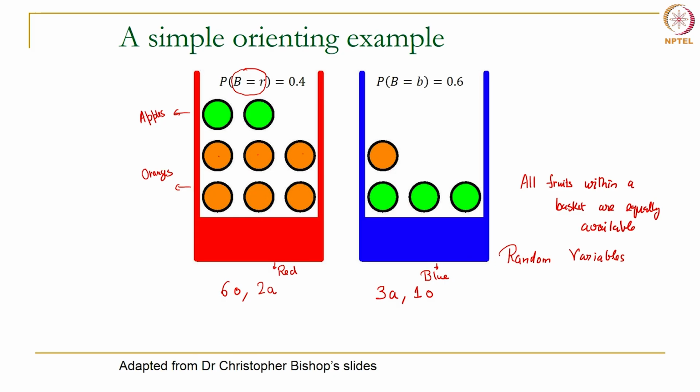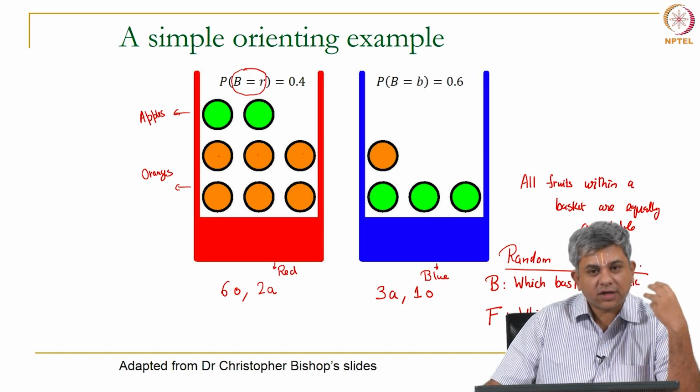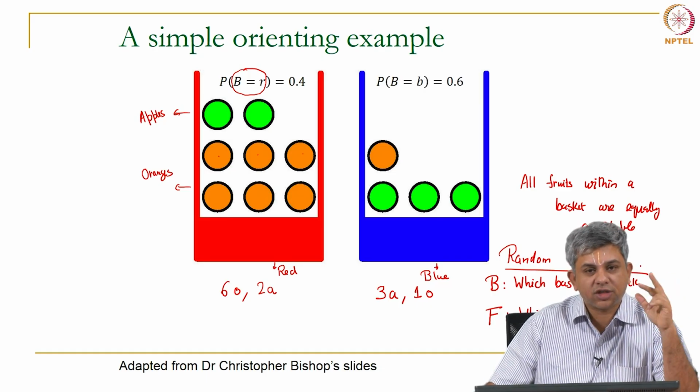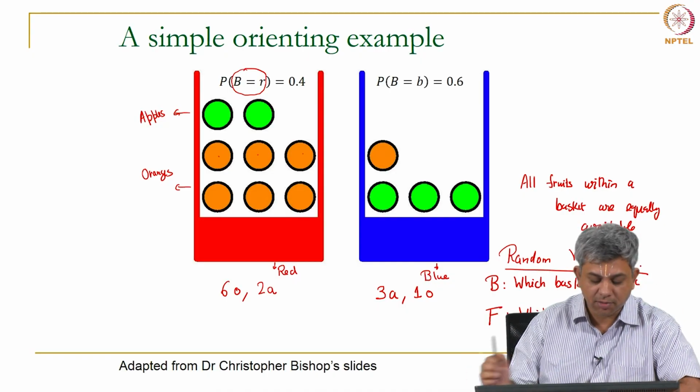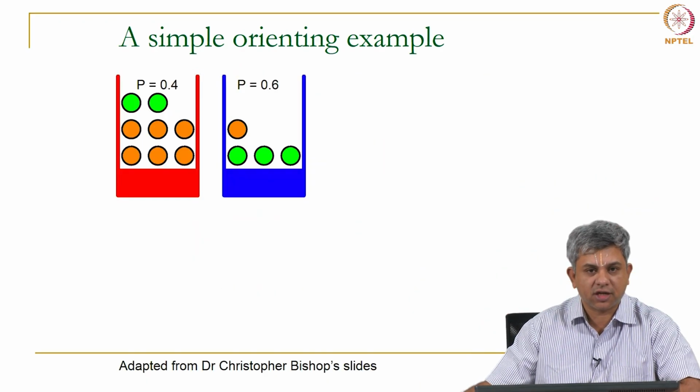Please notice the random variables that we have here. The random variables we have here are B, which basket we pick, and F, which fruit we pick. So, instead of the cases which we looked at in the last video, we are actually going to look at a case where you have not just one, but two different random variables, that is the basket you pick and further on which fruit you pick within the basket. Okay. So, let us consider this case.